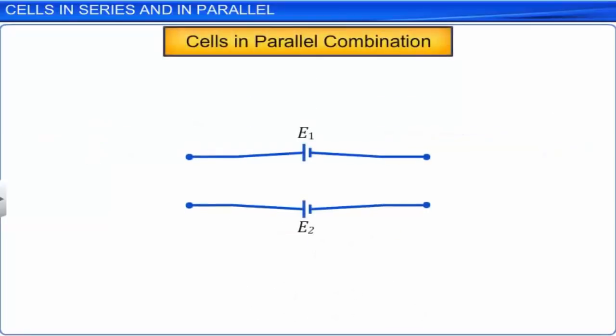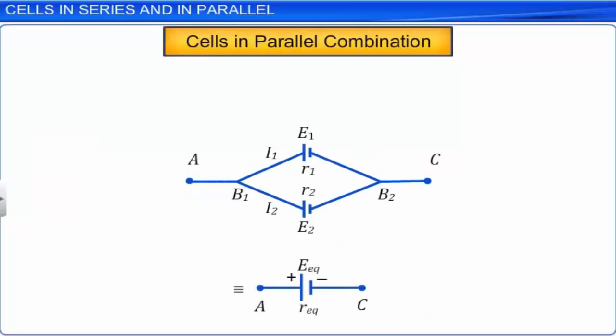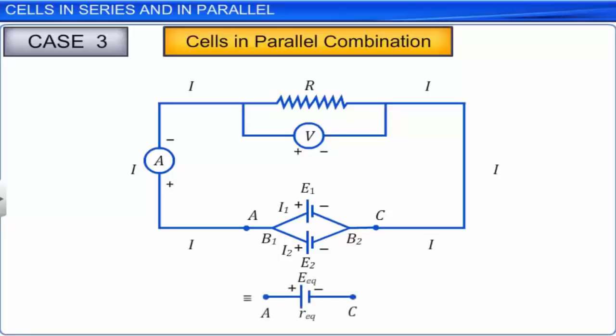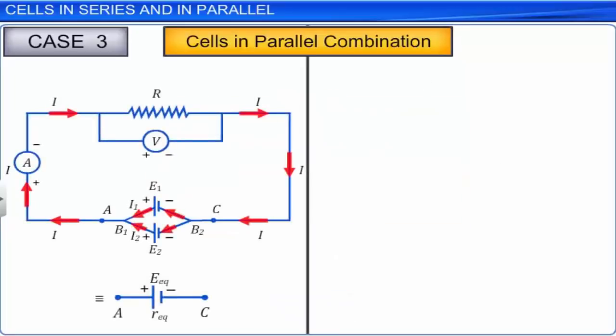Let us now consider a parallel combination of two cells. The positive terminals of the two cells are connected to each other. Similarly, the two negative terminals are connected to each other. I1 is the current leaving the positive electrode of the first cell. Similarly, I2 is the current leaving the positive electrode of the second cell. At junction point B1, I1 and I2 flow in and flow out as I into the external circuit. At any point in a circuit, the total charge flowing in must be equal to the total charge flowing out. So, at junction point B1, we can write I is equal to I1 plus I2. Let this be equation 1.